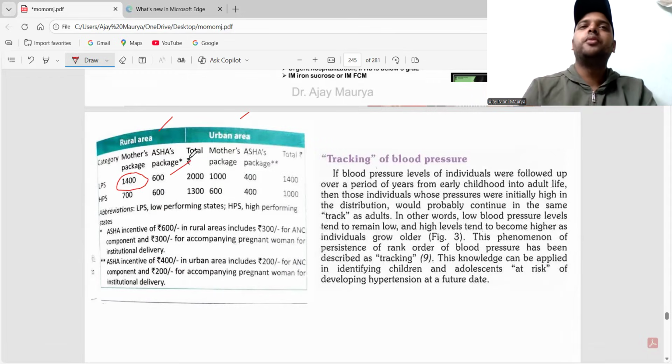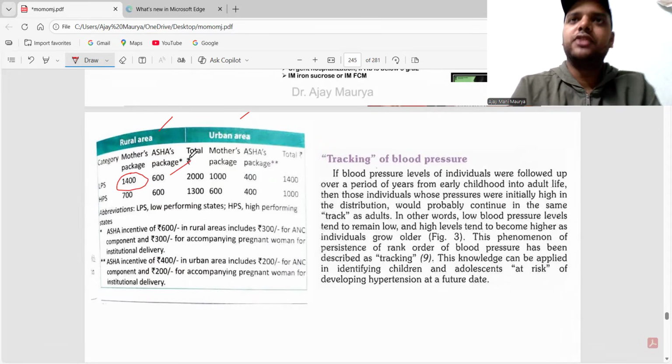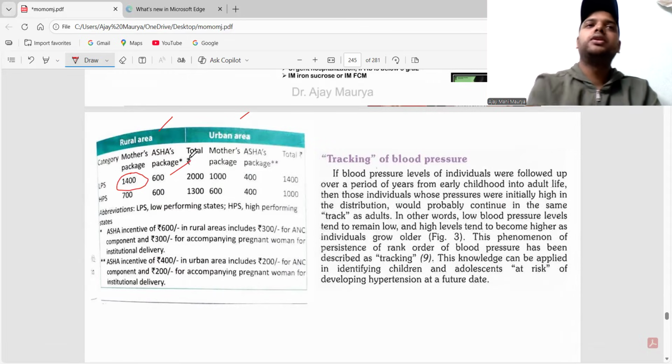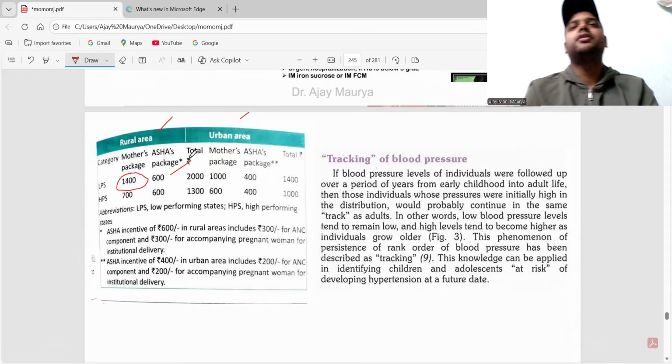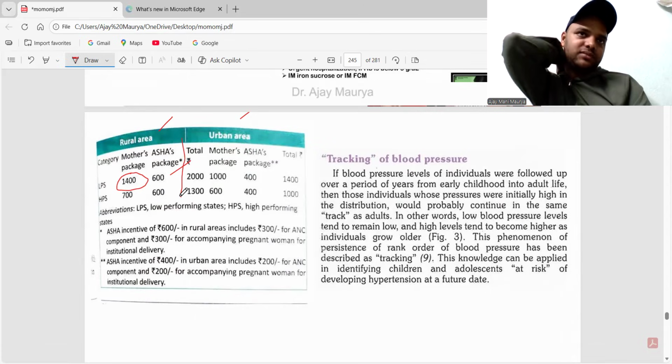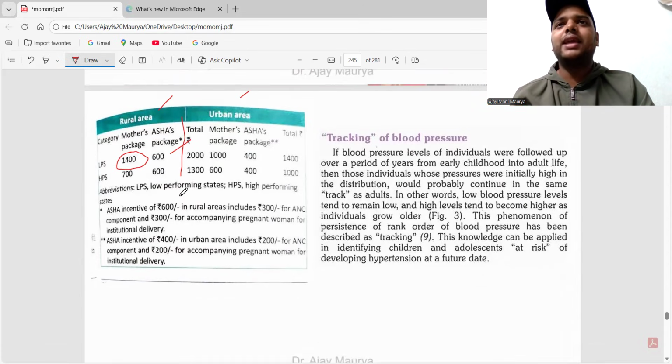This is to promote what? To promote deliveries at hospitals only. Say no to home delivery, by promoting safe delivery. That's why the ASHAs are working, to make the deliveries at the hospital only, to avoid the death of the fetuses and babies. That's why. So these are the packages. Now you have to remember in the rural and urban. So what is tracking blood pressure?